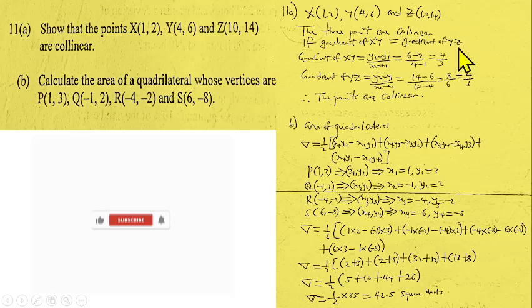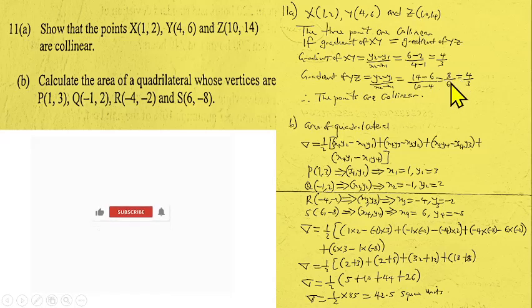So, how do we find the gradient of 2 points when given their coordinates? That should be y2 minus y1 over x2 minus x1. So between x and y, you have 6 minus 2 over 4 minus 1 equals 4 over 3. And between y and z, we have it to be 14 minus 6 over 10 minus 4.